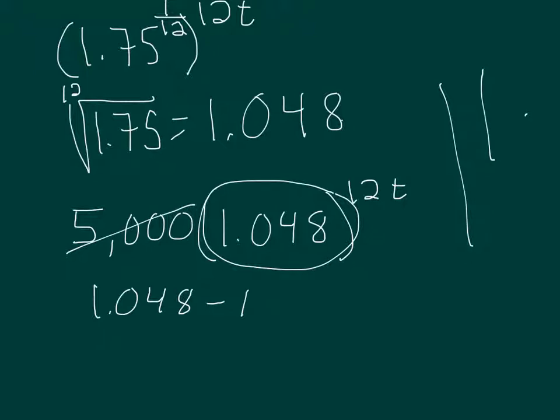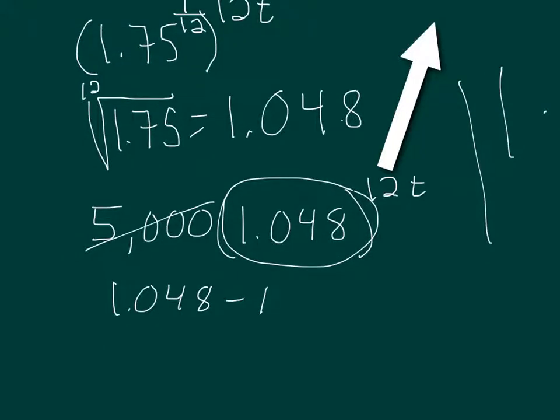That comes from up top, where we said 1 plus r. So we're going to subtract 1, and you get 0.048. Now I'm going to change that to a percent, so you move the decimal over twice, and you get a 4.8% monthly interest rate. That's it.